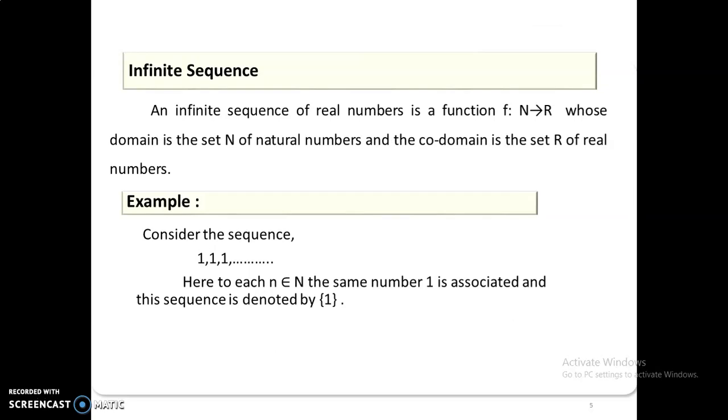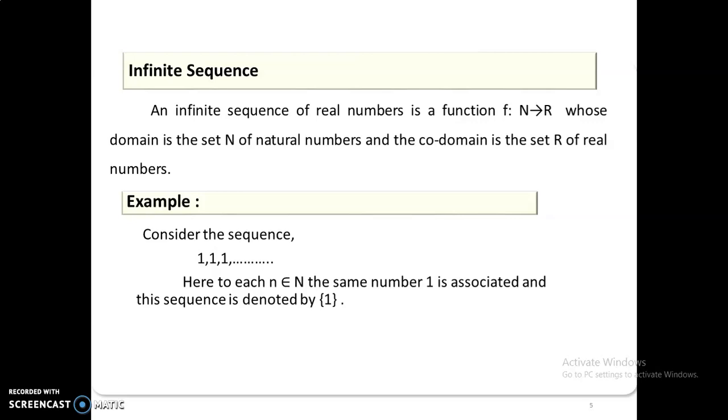An infinite sequence of real numbers is a function f from the natural numbers to the real numbers, whose domain is the set of natural numbers and whose codomain is the set of real numbers. Means the function maps from natural numbers to real numbers. So we call this an infinite sequence, because the function maps from natural numbers to real numbers, whose domain is the set of natural numbers and the codomain is the set of real numbers.